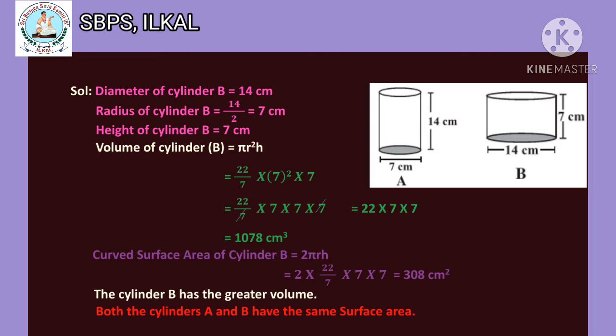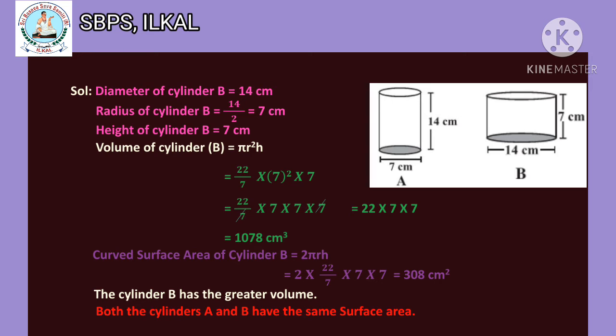Here, diameter of cylinder B is equal to 14 centimeter. Radius of cylinder is equal to 14 by 2. Again, radius is equal to D by 2, which is equal to 7 centimeter we got here. Height of cylinder is equal to 7 centimeter they gave. Therefore, volume of cylinder B is equal to pi r square h, which is equal to 22 by 7 into r value is 7 whole square into 7 because height also 7 here, which is equal to 22 by 7 into 7 into 7 into 7.